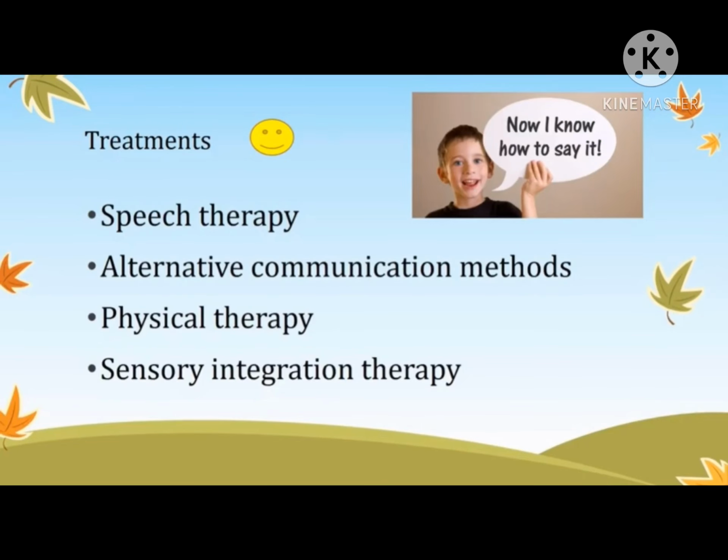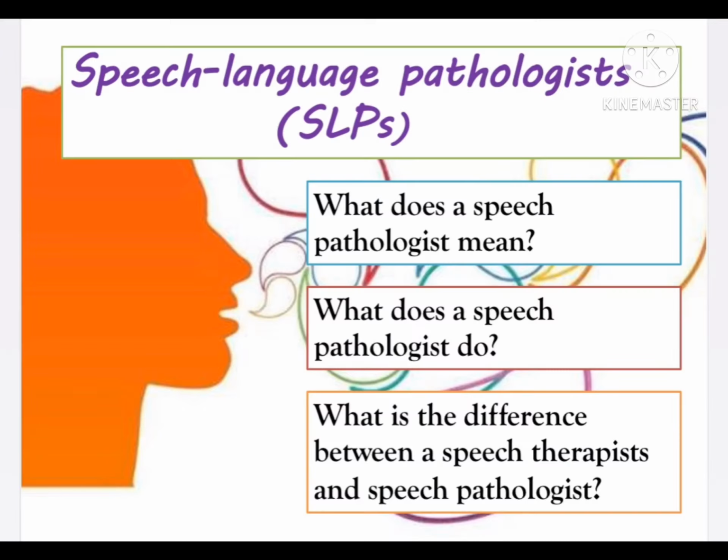We have here the possible treatments for speech and language impairment. First is speech therapy, second is alternative communication methods, third is physical therapy, fourth is sensory integration therapy.